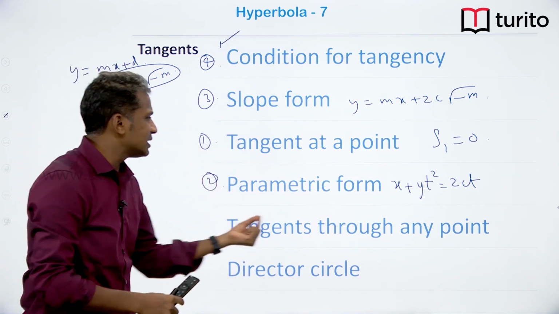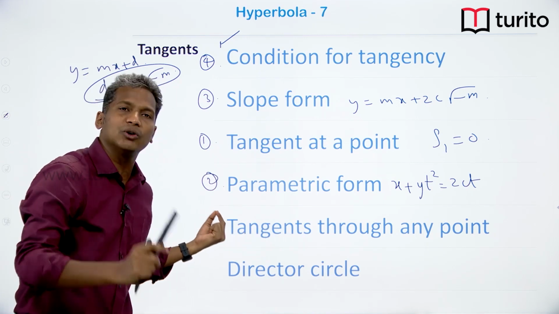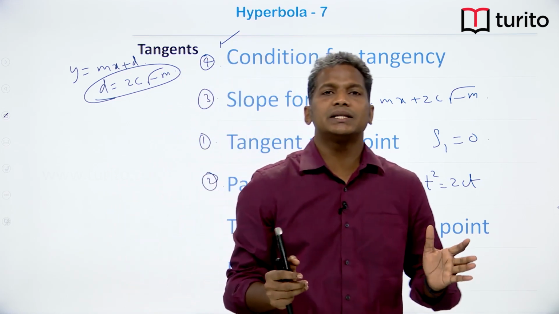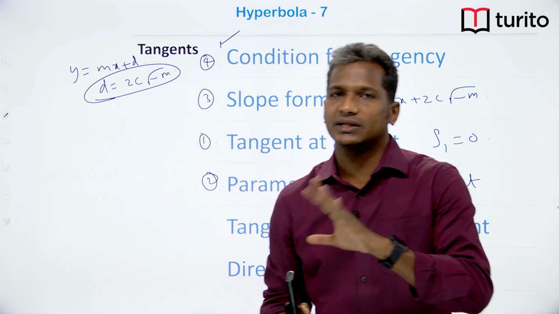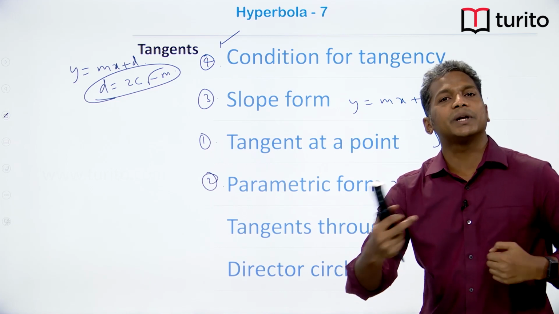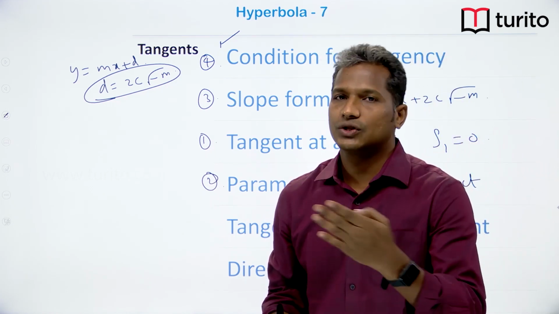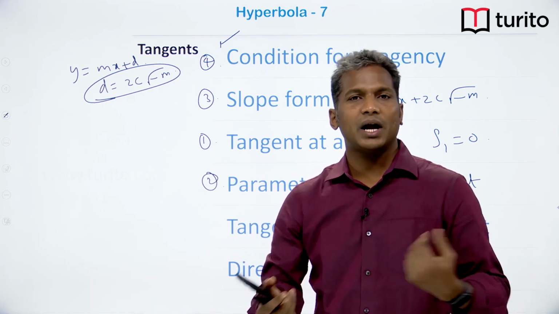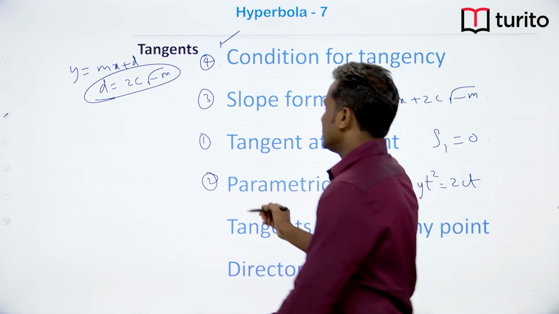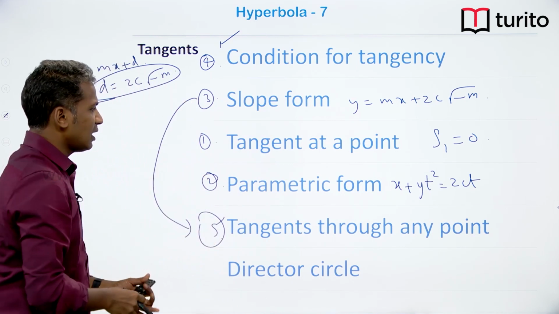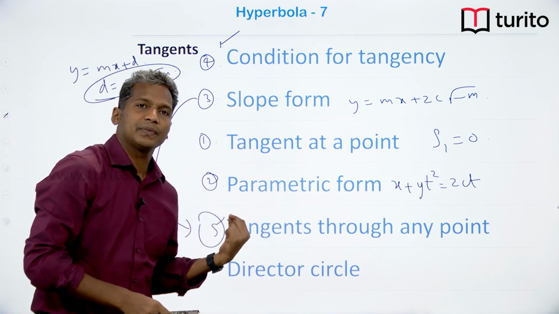Now, what about the tangents through any point? For this, the algorithm still remains the same. If you want the combined equation, it is SS11 equal to S1 square, and if you want separate tangents, you know the algorithm: put the point in the slope form, get the values of m and proceed. So, this is our next step. After we get the slope form, we take help of slope form to do this.